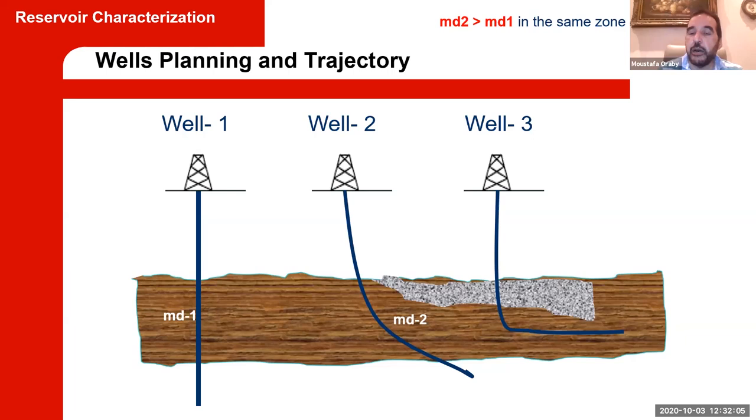Now, for these three wells, MD1 is different from MD2. MD stands for measured depth. So measured depth is the actual depth that you measure while you're drilling your well, regardless of whether it's vertical or non-vertical, the distance that you actually stayed in your zone. So measured depth one is different than measured depth two. Probably measured depth three is also the biggest one of them, because I stayed in my reservoir as long as I can stay, taking into consideration the other reservoir parameters, which is the delta P and stuff.